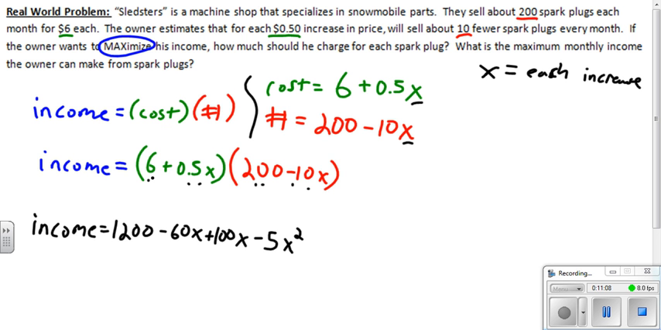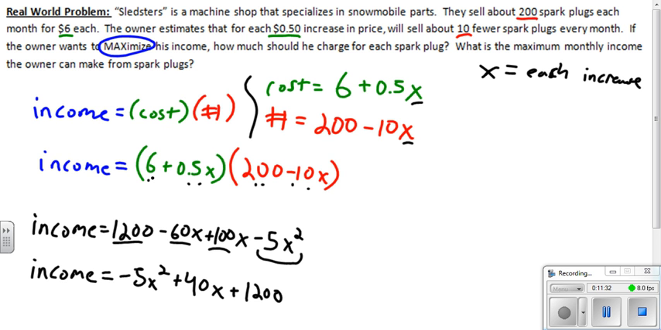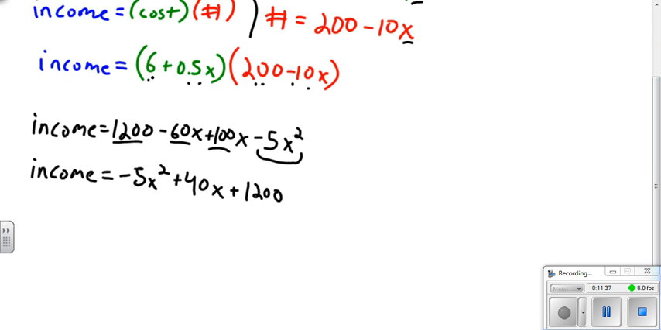Now this doesn't look too bad, but we do want to combine these terms, and we also like it when we have our x squareds in the front. So I'm going to switch this down to that our income equals negative 5x squared. Negative 60x and positive 100x gives us a positive 40, or plus 40x, and we still have this plus 1200 to work with. I'll scroll this down a little bit. So this is the equation of our income.